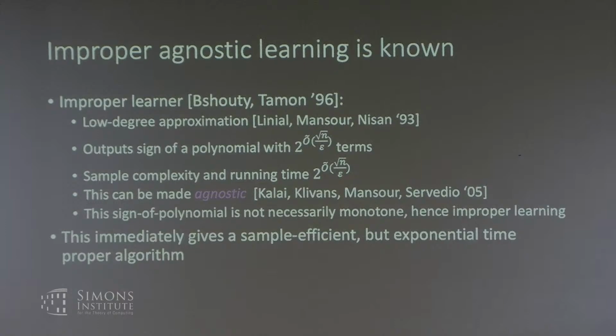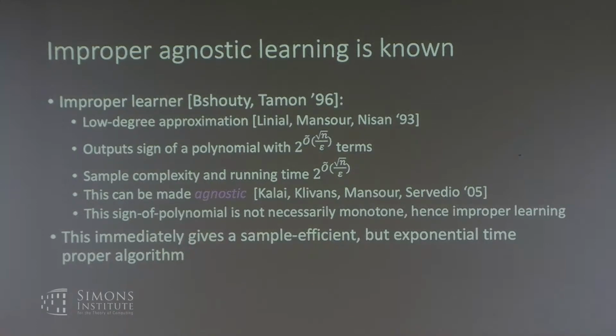So previously, an improper learner was already known for quite a long time. This is by Bshouty and Tamon. It's the low degree algorithm. They showed that every monotone function is 1 minus epsilon concentrated on Fourier terms of degree at most square root n. So this yields an improper learner where you learn the low degree approximation, you output the sign of a polynomial. The polynomial has 2 to the square root n terms. This can be made agnostic, but it's not proper because this sign of a polynomial, even though it's opt plus epsilon close to the target function, is not necessarily monotone.